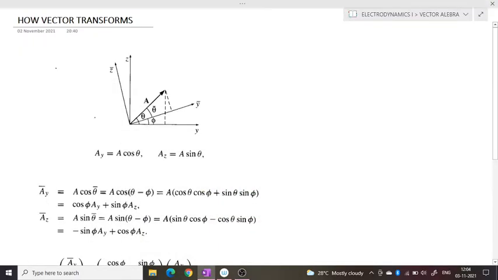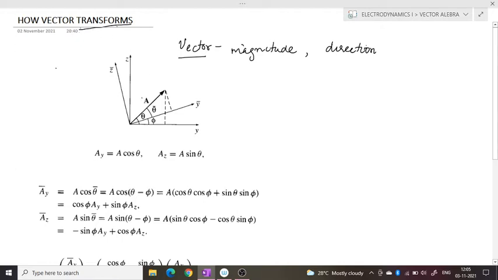Hello students. Now we will consider how a vector transforms. So we have to define a vector by two quantities. One is its magnitude and the other one is its direction. Other than these two properties, we should define a vector in terms of its transformation. How a vector transforms. If we find out how the vector is transformed, then only we can say whether it is a vector or not.